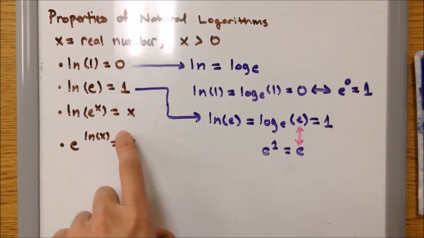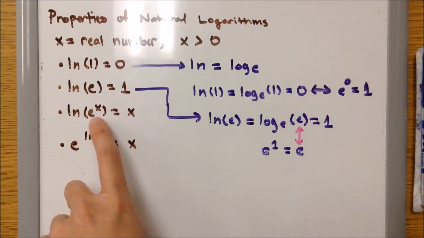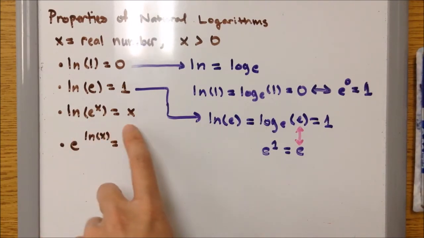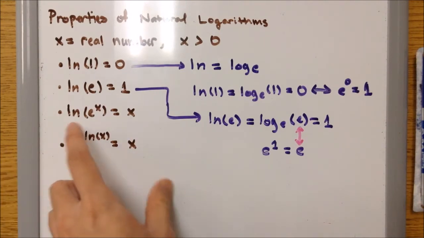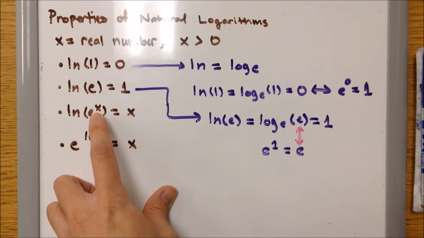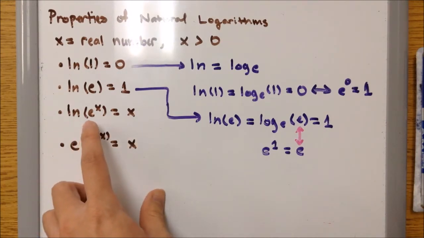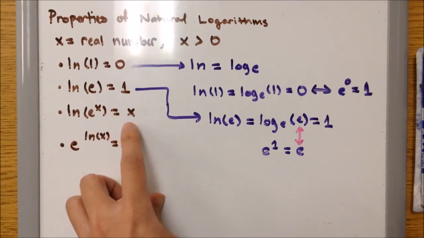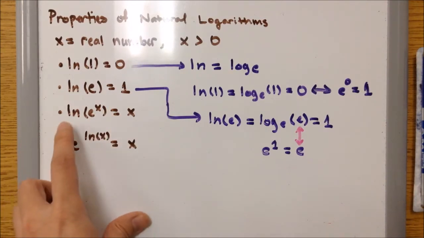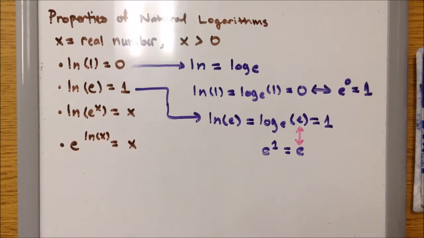Now moving on to the third property. When you have ln of e to the x power, it will always equal x. So, for example, if you have ln of e to the 5th power, it always equals 5. If you have ln of e to the 25th power, it will equal 25. So maybe ln of e to the 31st power, then it will equal 31.